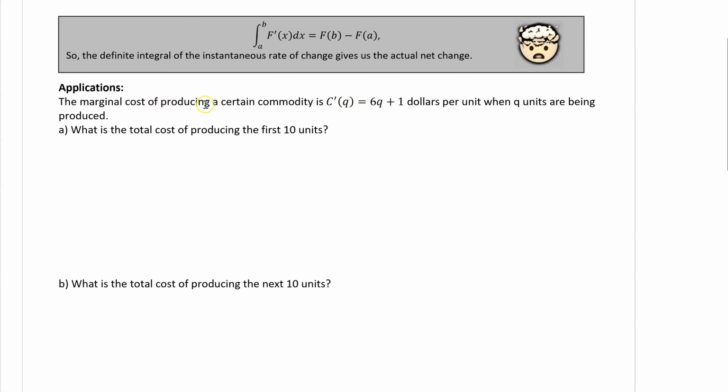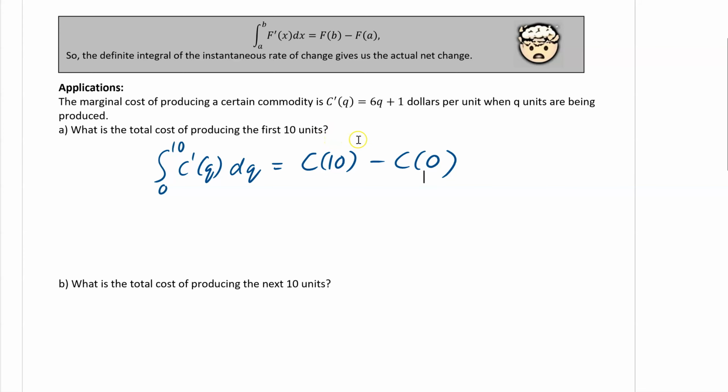So the marginal cost of producing a certain commodity is this, dollars per unit when Q units are being produced. Now if we take the integral of our derivative with respect to Q, it's going to take us back to our cost function. So what we're getting is C of something minus C of something. Now we want the first 10 units, so we're going from 0 to 10. That would end up giving us C of 10 minus C of 0. That's what it's saying. So this is our net change, our actual change in cost, or the total cost of producing the first 10 units.